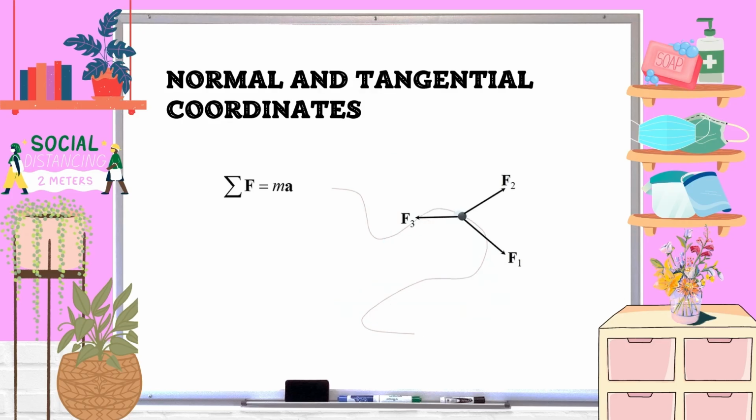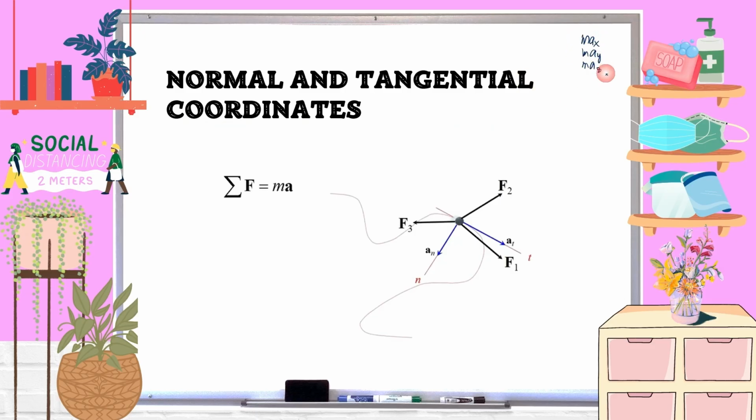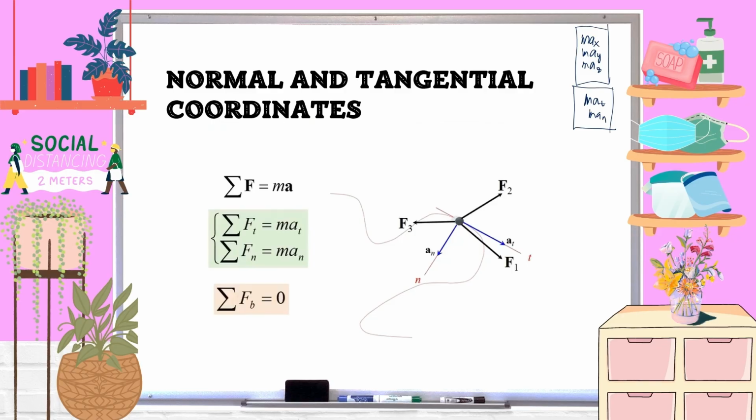For the normal and tangential, we will use the equations along the tangential and along the normal axis, which will be represented by a sub t for the acceleration along the tangential and a sub n along the normal axis. If you recall from the rectangular coordinate system, we use max, may, mass times acceleration. For normal and tangential, we will use mat, man. And the summation of force along the binormal direction will be equated to 0, which is similar to statics. What do you mean by the term binormal direction? It is the axis perpendicular to the two axes.